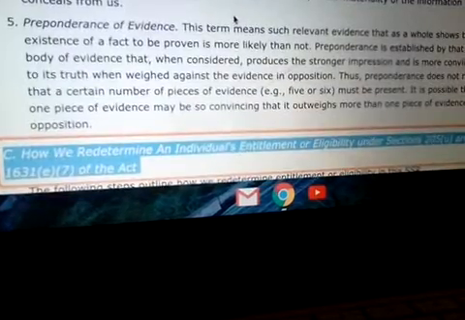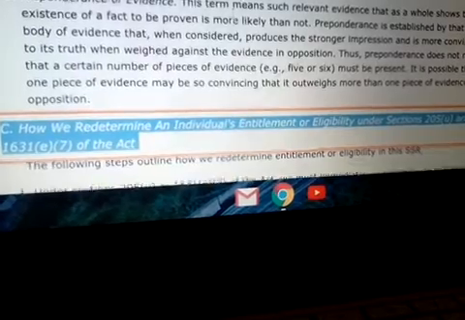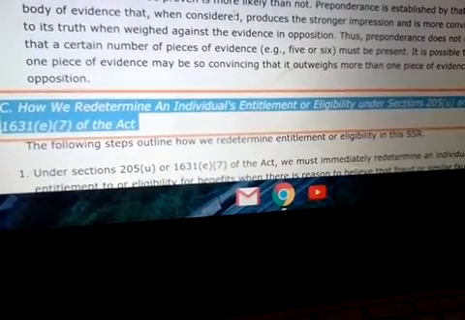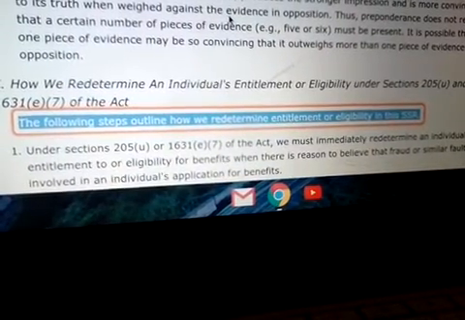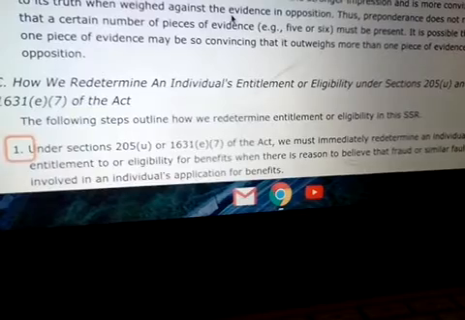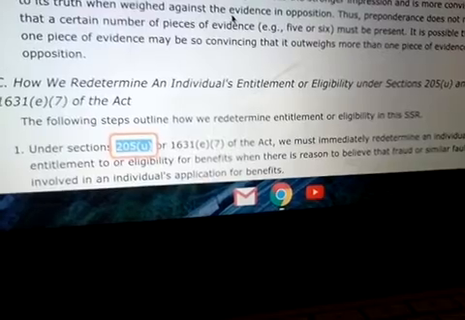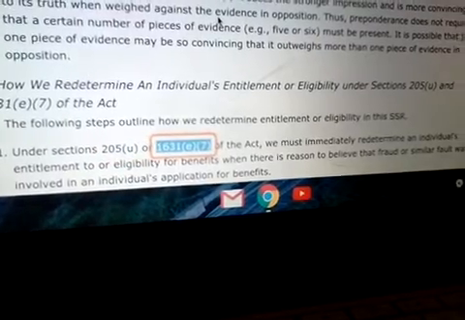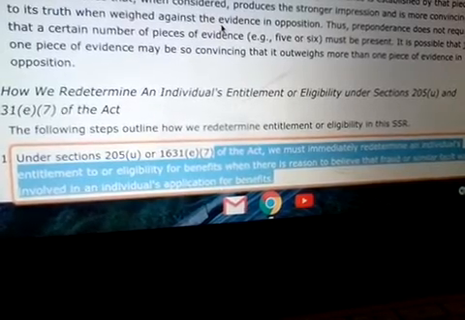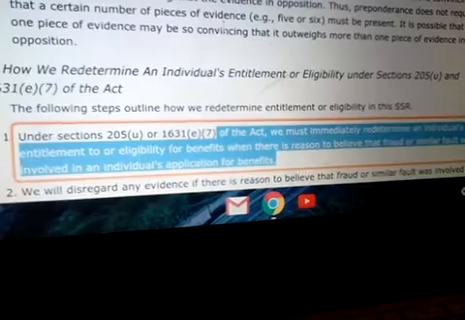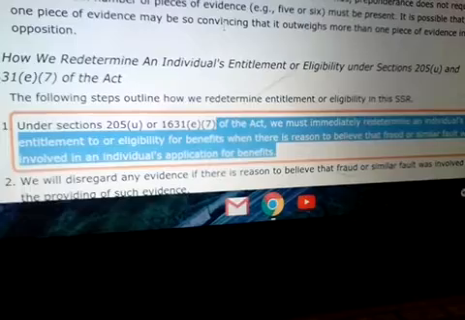C. How we redetermine an individual's entitlement or eligibility under Sections 205(u) and 1631(e)(7) of the Act. The following steps outline how we redetermine entitlement or eligibility in this SSR. 1. Under Sections 205(u)(4) and 1631(e)(7) of the Act, we must immediately redetermine an individual's entitlement to or eligibility for benefits when there is reason to believe that fraud or similar fault was involved in an individual's application for benefits.